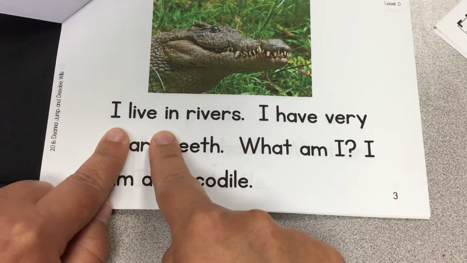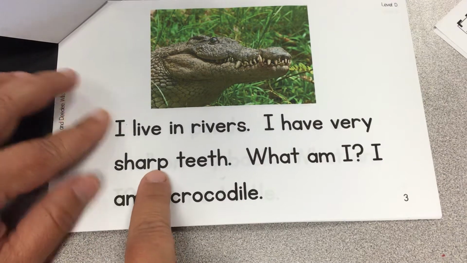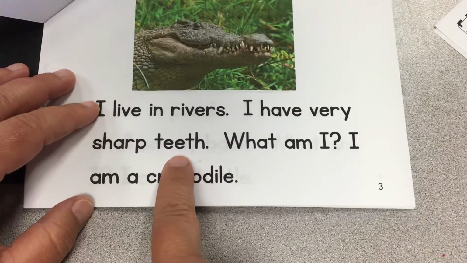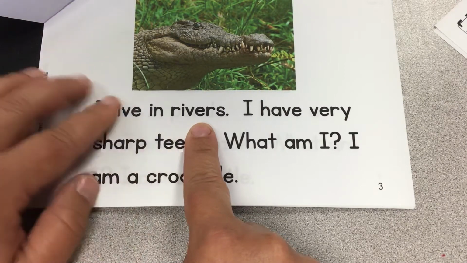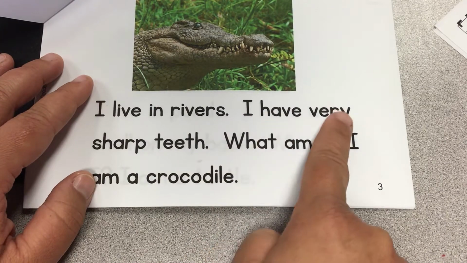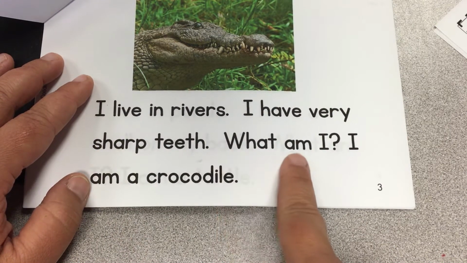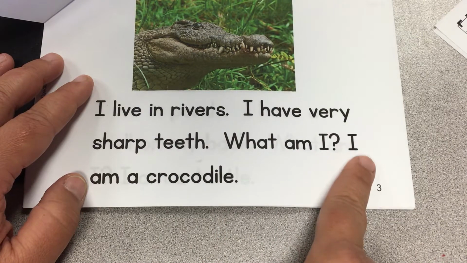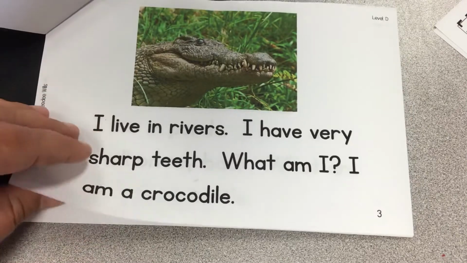Sharp. Ooh, we can chunk this word too. Teeth. I have very sharp teeth. What am I? I am a crocodile.